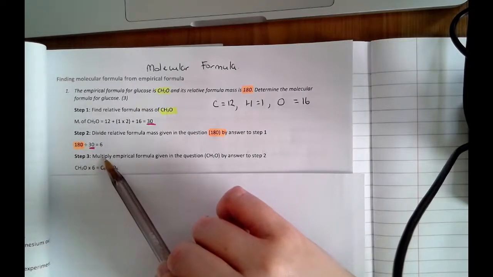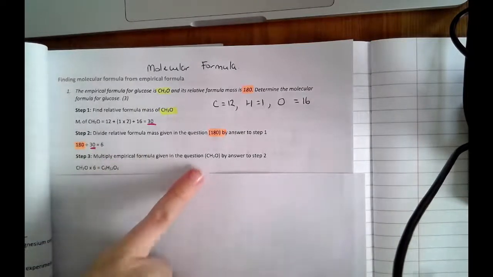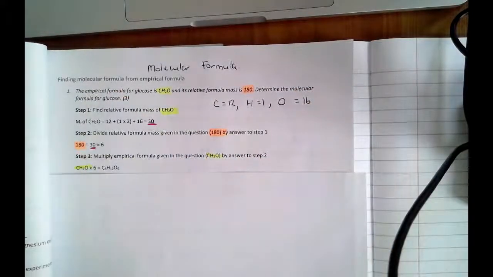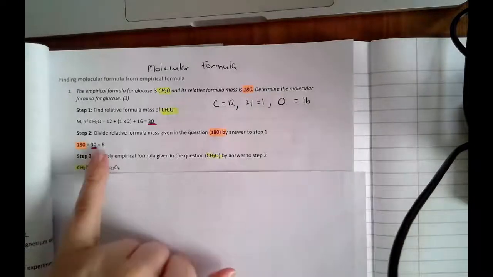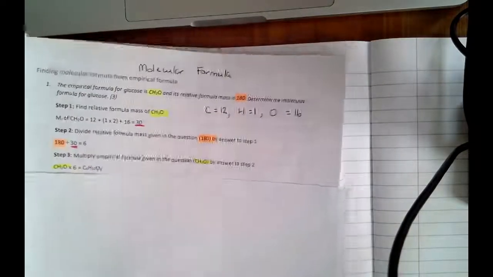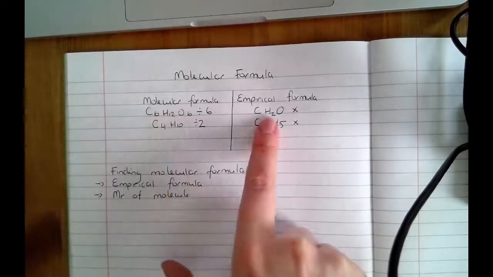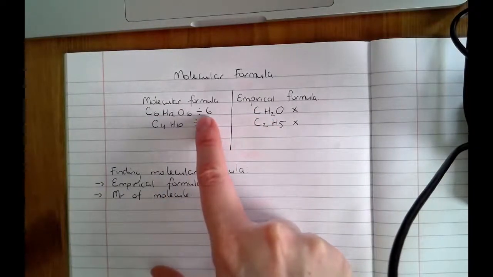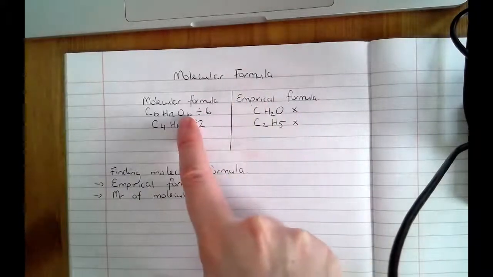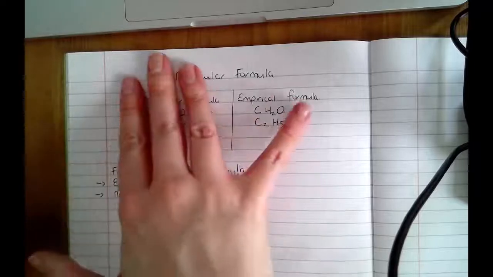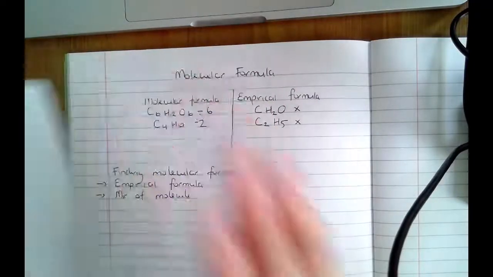And then in step 3, you are going to take the empirical formula that you are given in the question. Okay, there it is again. And you're going to multiply it by 6, which is your answer to step 2. So we saw that here to get from the molecular formula to the empirical, we divided by 6. So I know I need to multiply by 6 to get back, but without being given that information, how am I supposed to know that I multiply by 6?